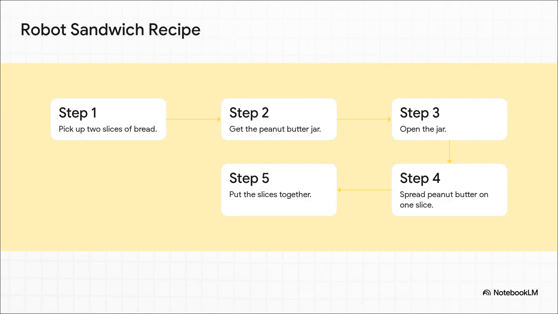Okay, let's make this even clearer. Imagine you had to teach a robot to make a sandwich. You can't just say, hey, make me a sandwich. It would just stand there. A computer needs every single tiny step broken down. Pick up slice 1. Now pick up slice 2. Get the jar. Open the jar. Every tiny action has to be its own command. Programmers have to think in this super specific way.